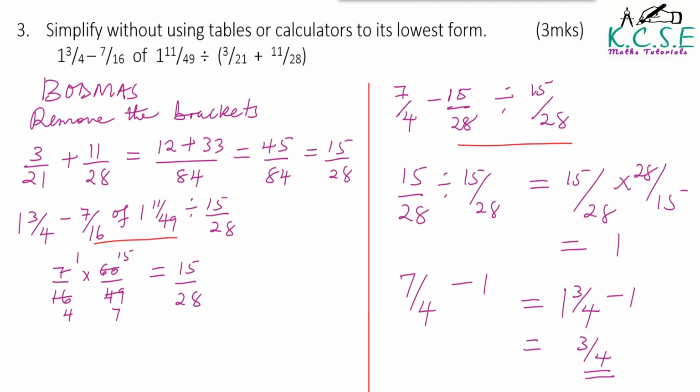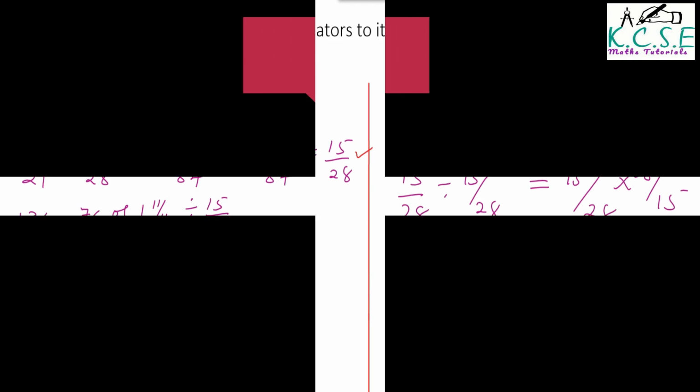And that is how you're supposed to work it out, by simply following the law of operation of BODMAS. Removing the brackets, we've done that. Then the next operation is of, we did that. And the next operation we've done is division, and then you get the final solution.